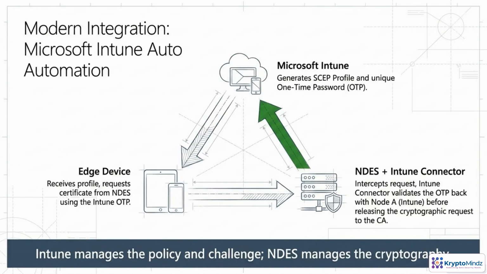In this modern pattern, Intune acts as the policy brain and traffic cop, while NDES is the cryptographic engine. Intune builds a SCEP profile, generates a one-time password, and pushes that secret to the device. The device never talks directly to the CA. It sends its SCEP request plus that OTP to NDES. The Intune connector validates the OTP with Intune, and only then allows NDES to pass a signed, trusted request to the CA. So authorization is driven by the cloud, while key operations remain on-prem.